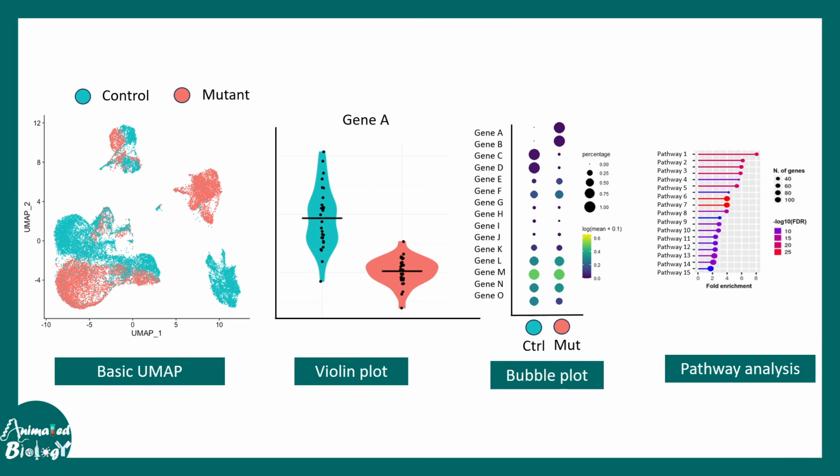One can look at a plethora of genes, a set of genes, and try to understand the change of their levels, and how many cells change that level, using a bubble plot. One can look at the pathways that have changed based on the change in these genes. So all this information can be retrieved from the single cell RNA sequencing data. So basically you need to understand how to analyze and mine information from this data.